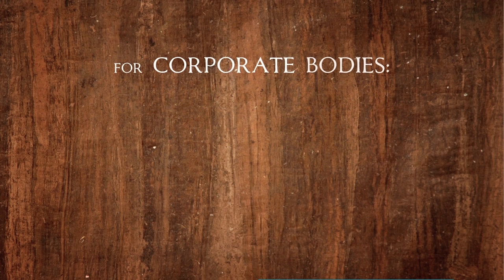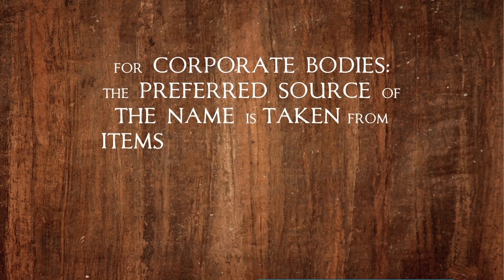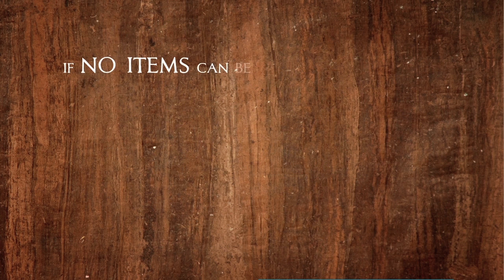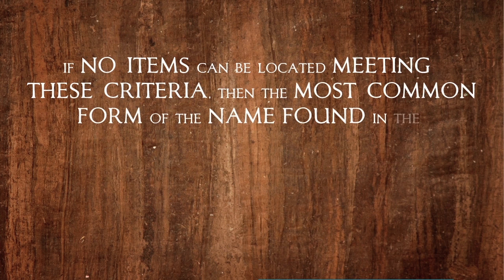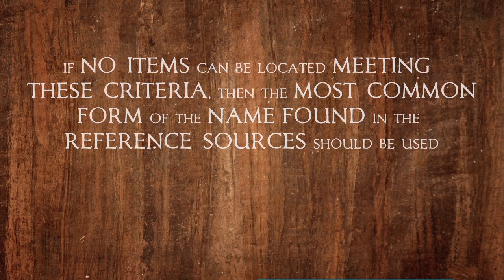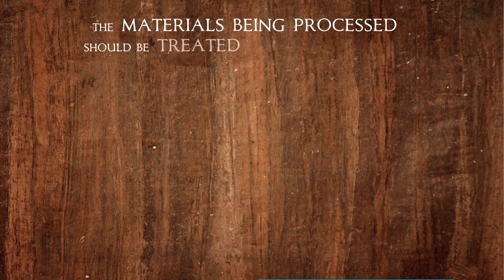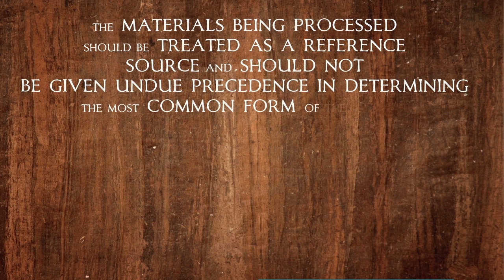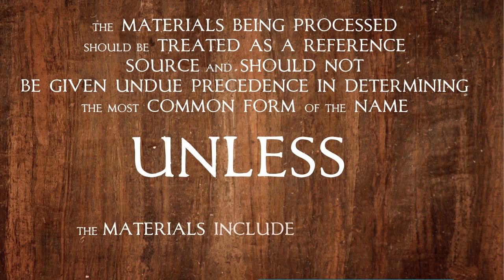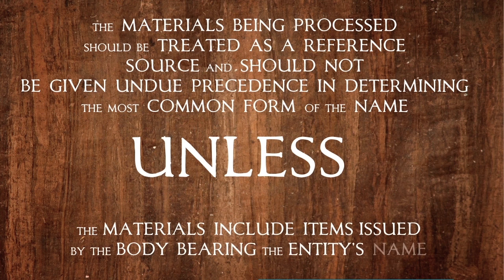For corporate bodies, the rules are similar, with the preferred source of the name to be taken from items issued by the entity in its language. If no items can be located meeting these criteria, then the most common form of the name found in reference sources should be used. As with personal papers, the materials being processed should be treated as a reference source in this case, and should not be given undue precedence in determining the most common form of the name, unless they include items issued by the body bearing the entity's name.